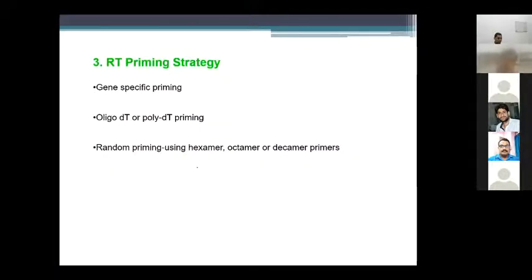So RNA RT-PCR priming strategies. Gene specific priming, we develop a gene specific priming, oligo-dT or poly-dT priming, random priming using the hexamer, octamer, and decamer primers.